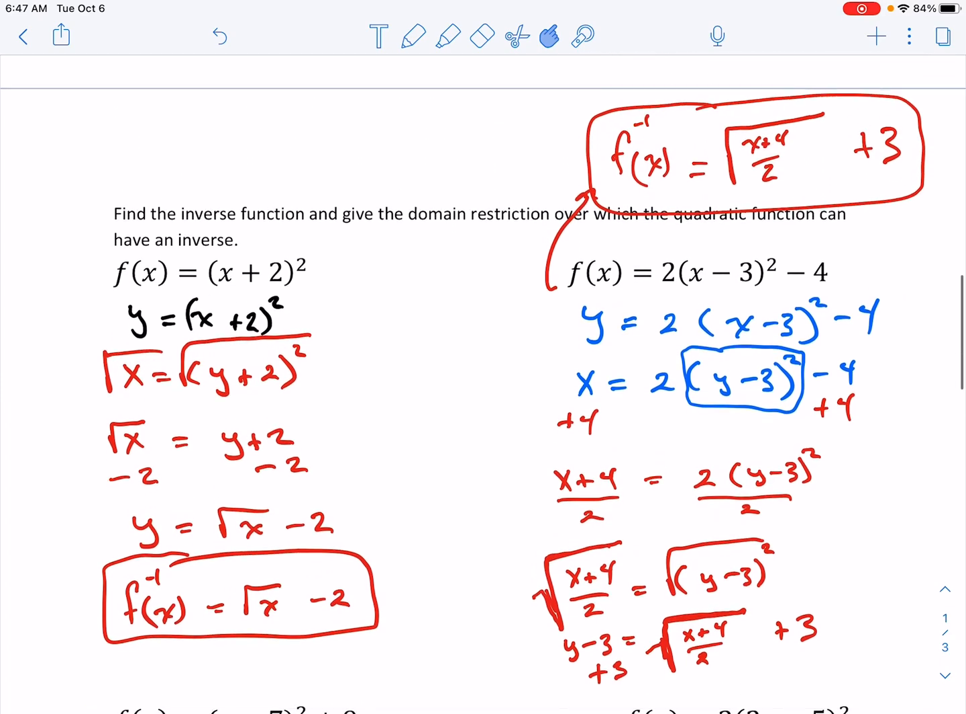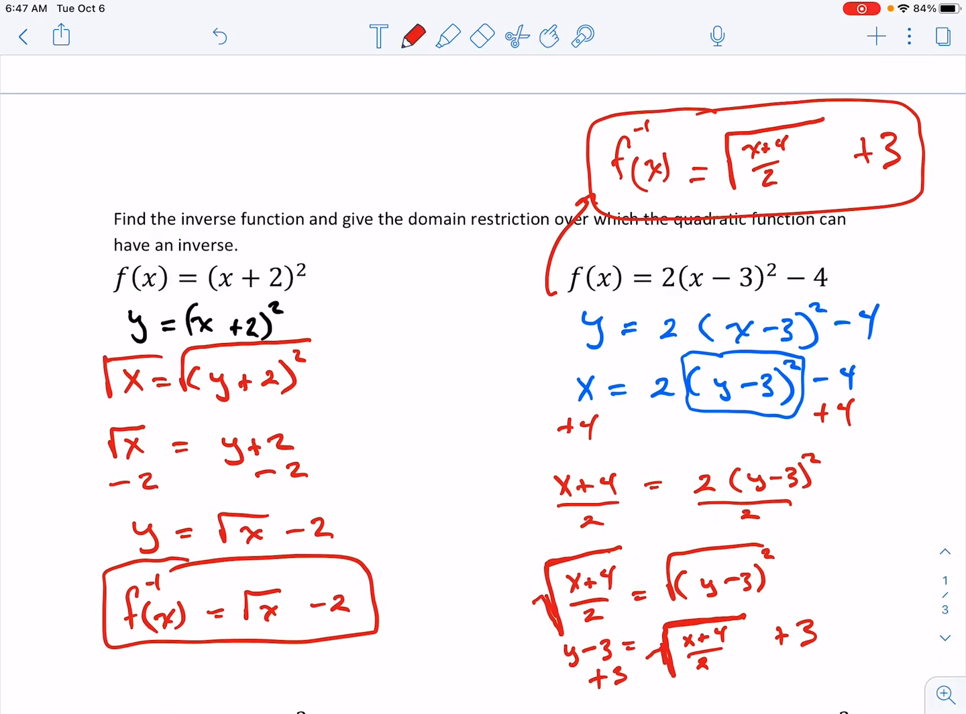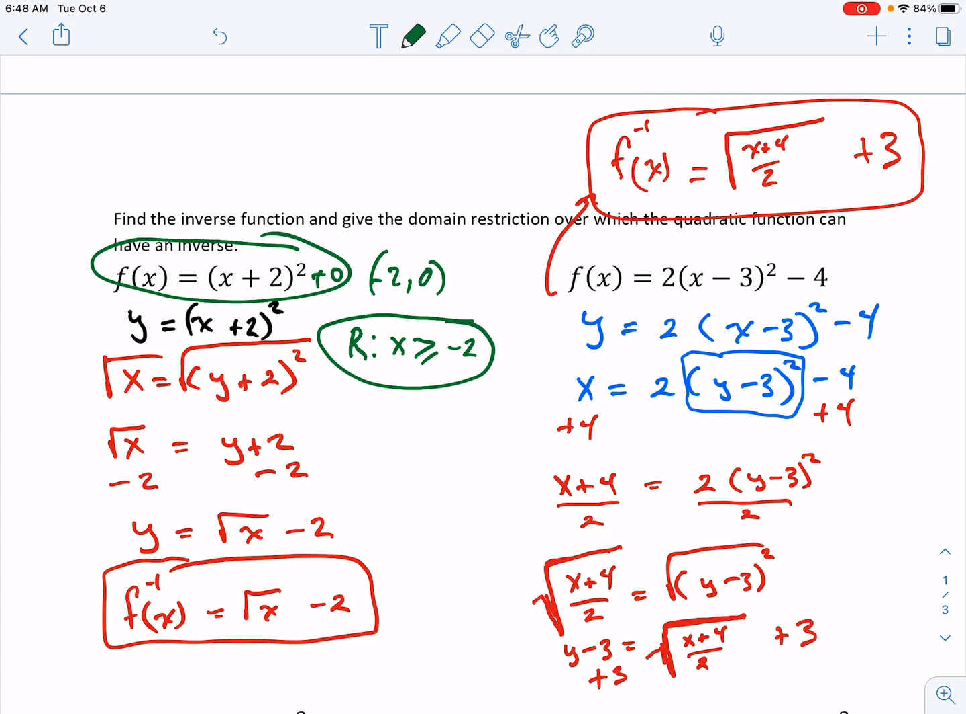So let's go over the vertex. The vertex on this problem is going to be -2, 0. There's a +0 out here. So the restriction, let's just put an R for restriction. The restriction will be x values that are greater than or equal to -2. So that'll be the restriction on that domain.